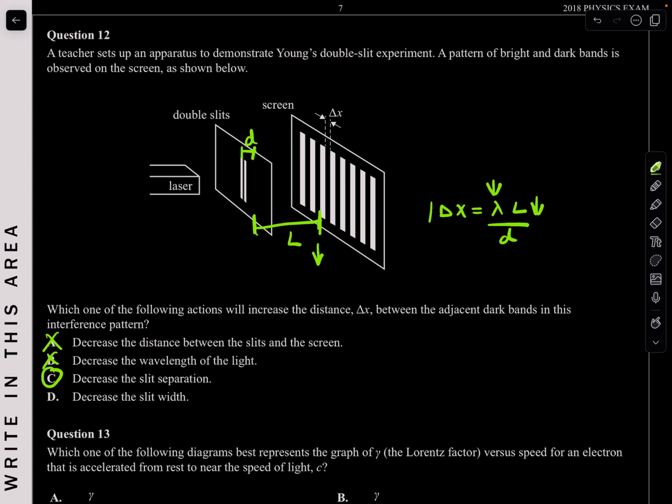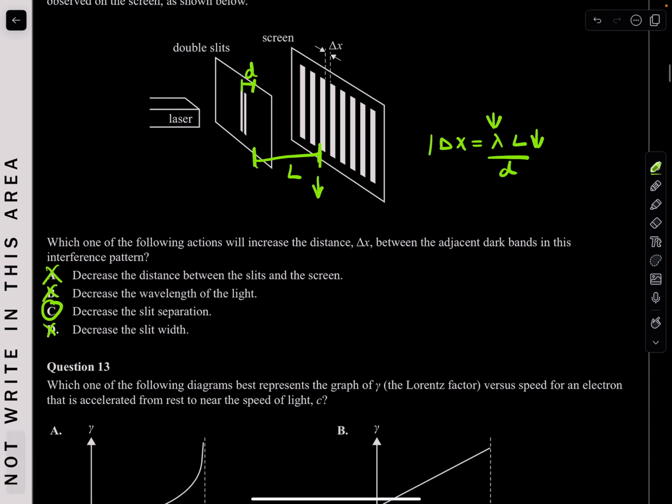D, decrease the slit width. Be careful. A lot of students might think the slit separation and slit width are the same thing. No, the slit width will affect the intensity of the interference pattern, and it has no effect on the change in x, the distance between the adjacent bands. So yeah, C is your answer.